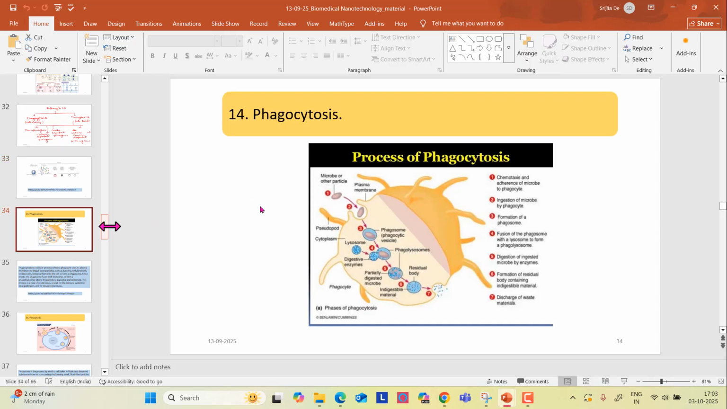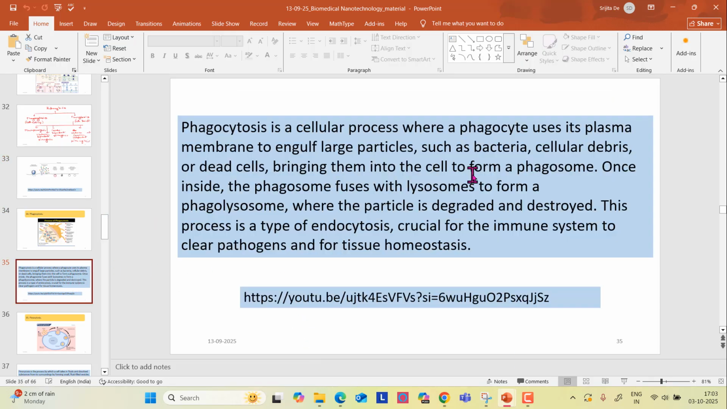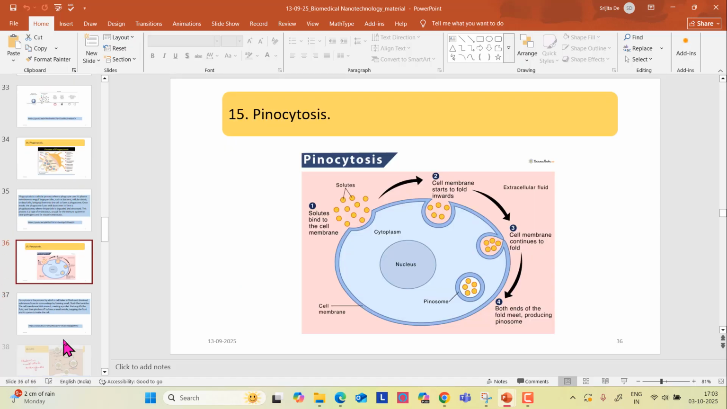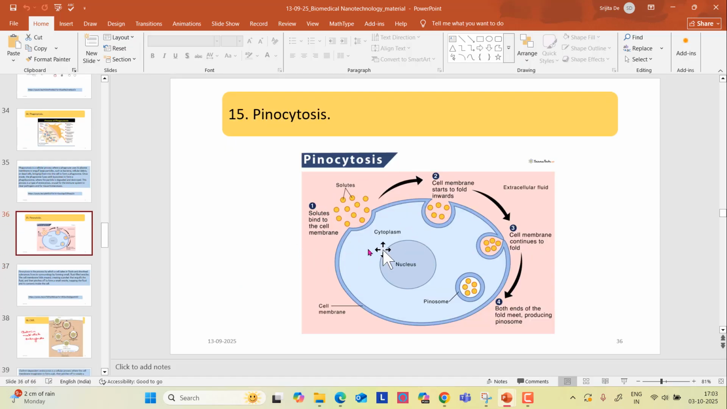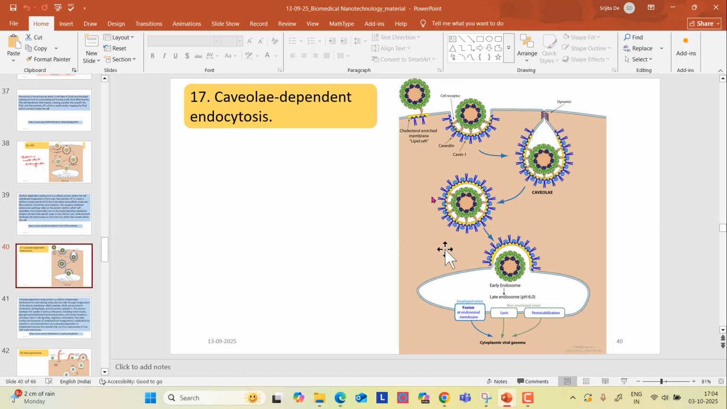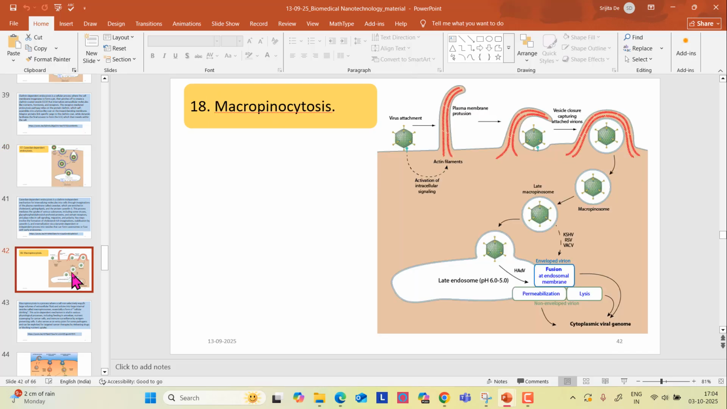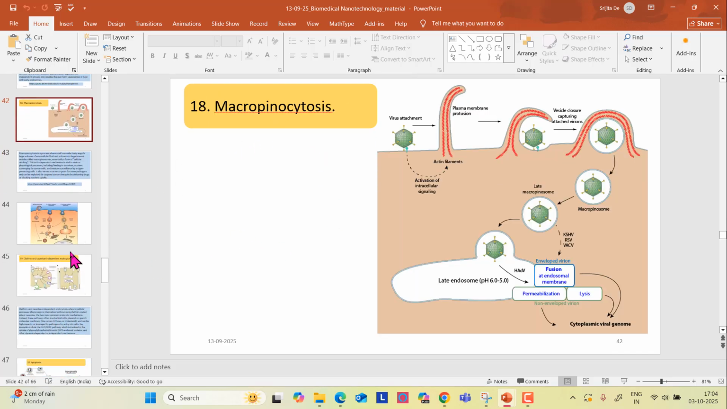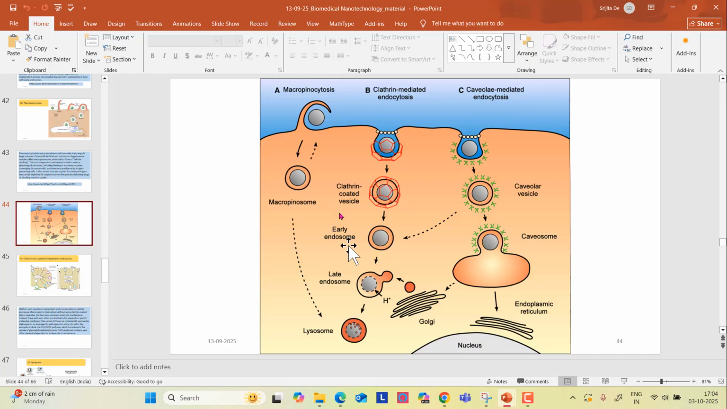Okay. So this is the phagocytosis process. You can go through the lectures and learn. So this is the smaller solute for pinocytosis. This is clathrin mediated endocytosis. This is caveoli mediated endocytosis, where a special caveoli membrane or clathrin membrane is formed around the nanoparticle or nanomaterial. This is your macropinocytosis. So this is the difference you can see here.